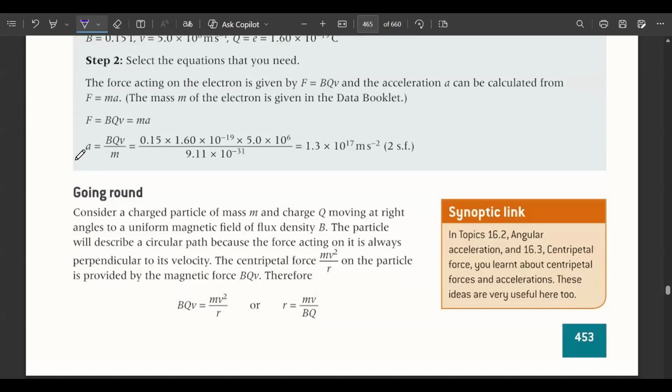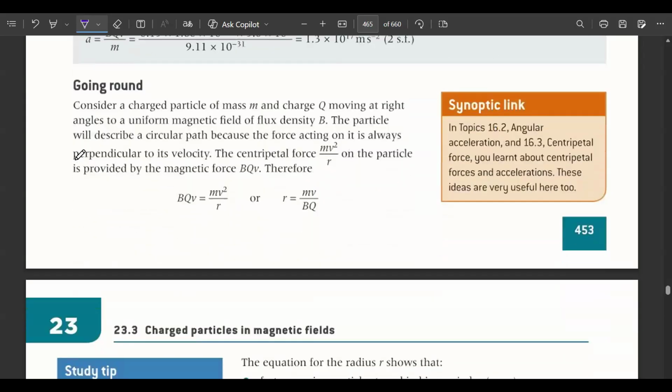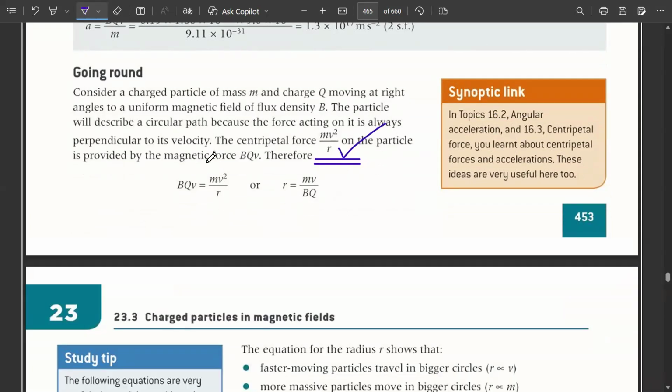Consider a charged particle of mass m and charge q moving at right angles to a uniform magnetic field of flux density b. The particle will describe a circular path because we just talked about that the force will always act perpendicular to the velocity, and we can say the centripetal force on the particle is also provided by the magnetic field. We talked about centripetal force in circular motion as well, and we can equate this centripetal force to the magnetic force, because this centripetal force that is causing the charged particle to move in a circular path is caused by which force? The magnetic force. So that is why we have equated magnetic force to centripetal force.